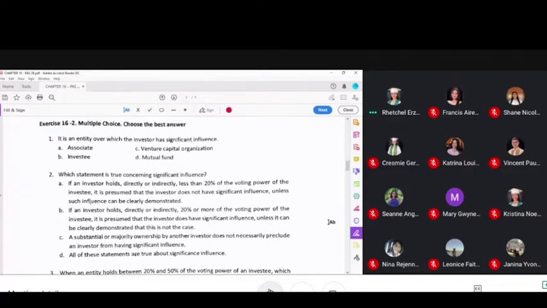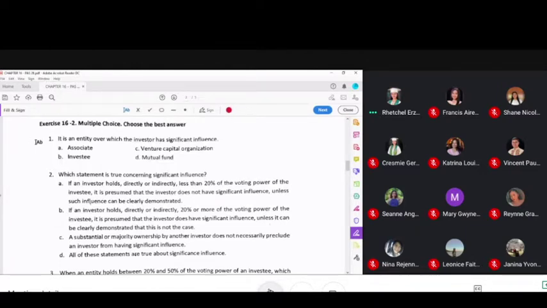Number 1. It is an entity over which the investor has significant influence. Letter A, sir, associate. It was in the book, sir. Okay, class, if you will get this kind of question wrong, this should be a giveaway question. I always want you to take advantage of this kind of question, class.